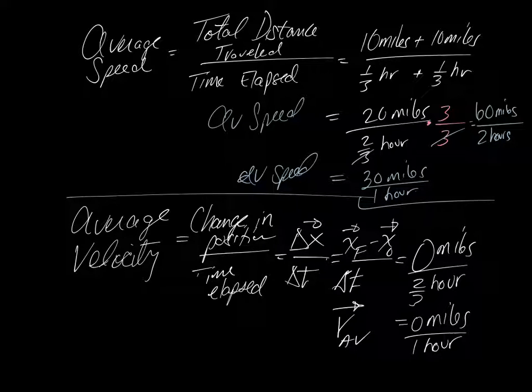Okay? So clearly you can see that the total distance you traveled, average speed depends on the distance you travel. Whereas on the other hand, average velocity depends on your displacement, which is your change in position.